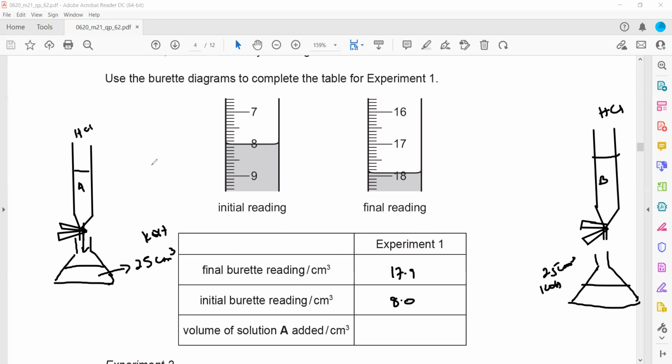Then what is the volume added? Before it was 8 and now it is 17.9. So how much volume is removed from the burette? That is the volume of acid added. So it will be 17.9 minus 8, which is 9.9. So 9.9 cm cube of this acid, HCl, is used to react with 25 cm cube of KOH. Then we repeat the procedure.